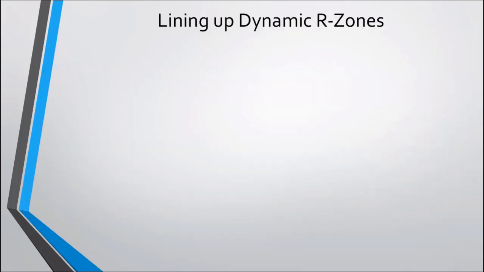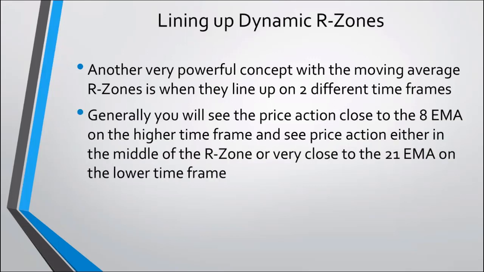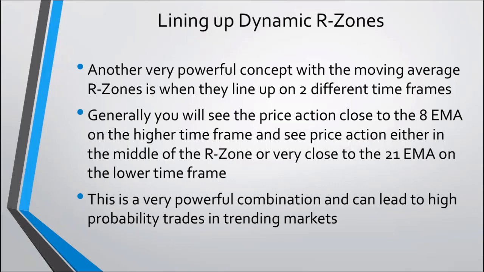Another concept we work with is lining up the dynamic R zones. This is a powerful concept when the moving average R zones line up on two different time frames. Generally, you will see the price action close to the 8 EMA on the higher time frame, so that could be like a daily time frame, and see price action either in the middle of the R zone or very close to the 21 EMA on the lower time frame, maybe the 4-hour time frame. Or you might see it close to the 8 on the 1 hour and near the 21 on the 15-minute. This is a very powerful combination and can lead to high probability trades in trending markets.